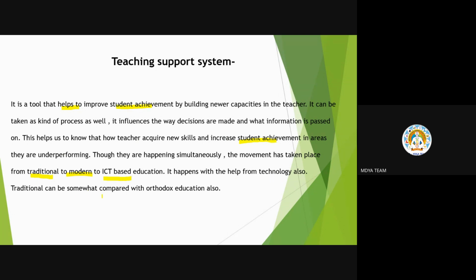Traditional can be somewhat compared with orthodox education. So, if I am telling you traditional education, what do you mean by traditional? It means a formal classroom, students are sitting, the teacher is at the center of the class, teaching with the help of a projector or some blackboard, whiteboard, green board, anything like that. Okay, so that is the traditional system of classroom.